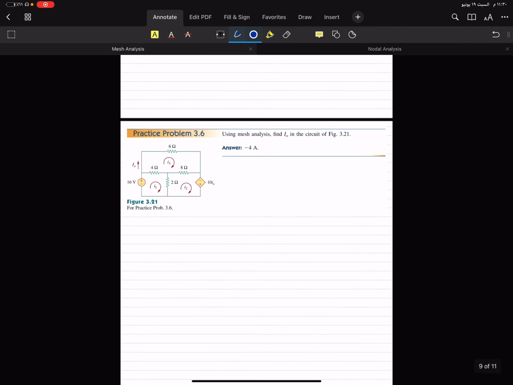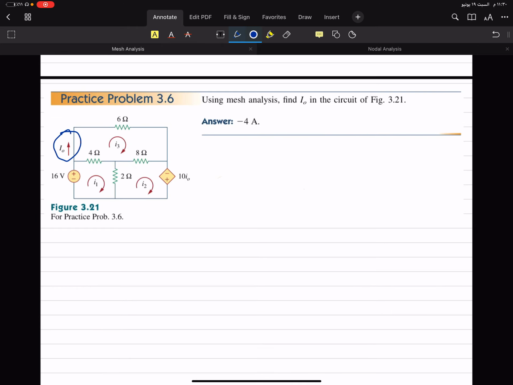And there's another example. Okay, sometimes it only asks you to find the current, which is like this. So now let's quickly see the value of I naught. What is the value of I naught? Actually, I naught is equal to I3 because you see both of them pass in the same direction. So in this case, you just do the mesh analysis, find the value of I3, and I3 will be equal to I naught. In this scenario, you cannot find the value of I3 without finding the values of I1 and I2.